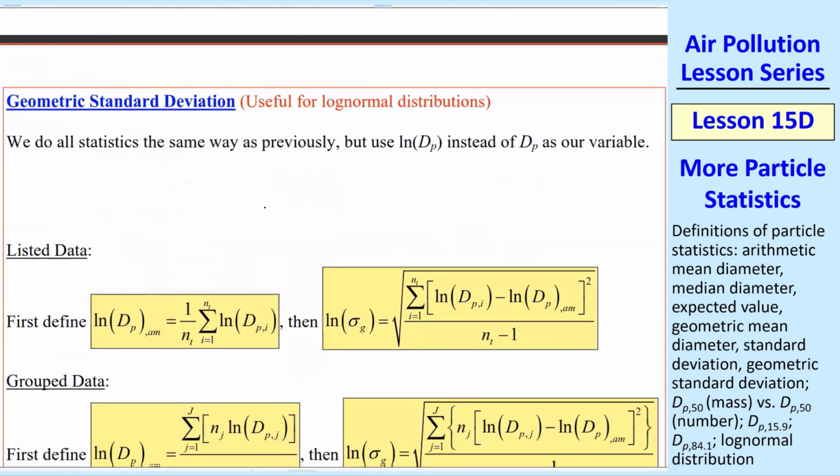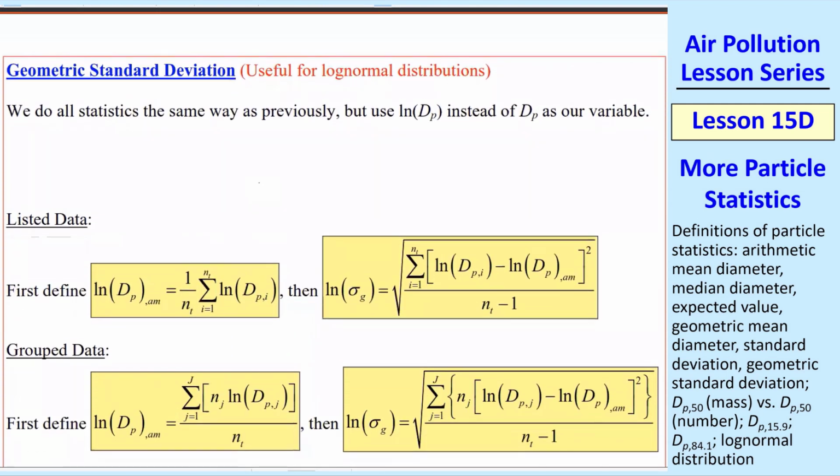Now let's introduce something called geometric standard deviation. The notation is sigma sub g. You probably never saw this one. It's for log normal distributions. We do all the statistics exactly the same way as previously, but we use natural log of dp instead of dp as our variable. Again, that means dpj over 1 micron. That lets our mathematician buddies sleep at night.